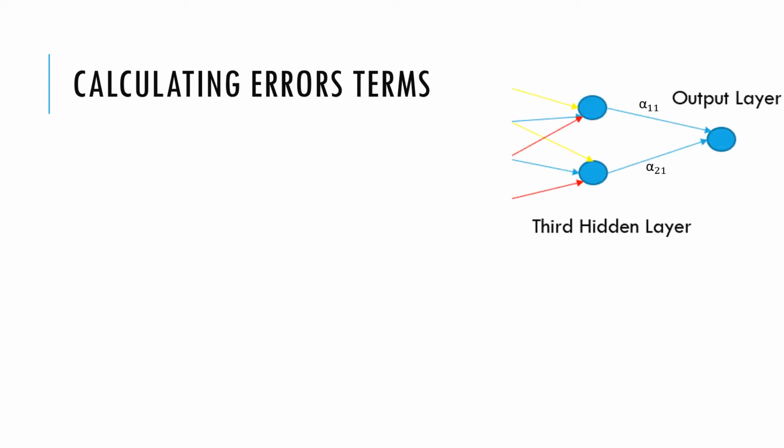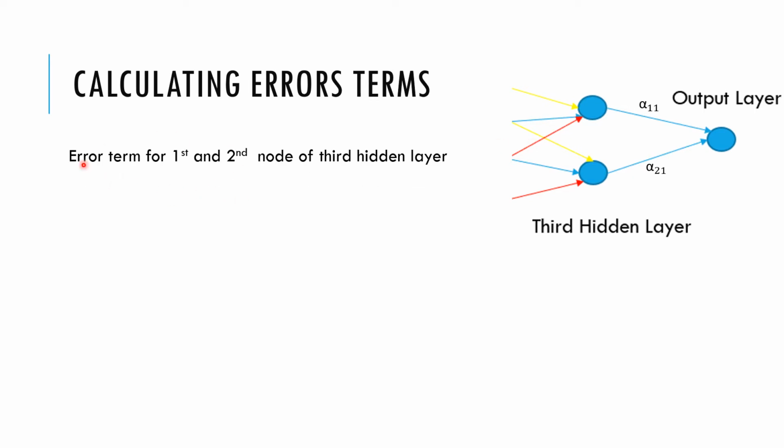So we look at how it works with the same example. Let's calculate the error terms for this third hidden layer. In forward prop, we go from input, then hidden, to output. In backprop, we go from output to the last hidden layer, and then we go back to the input layer. This is how we do it. That's why it's called back propagation.